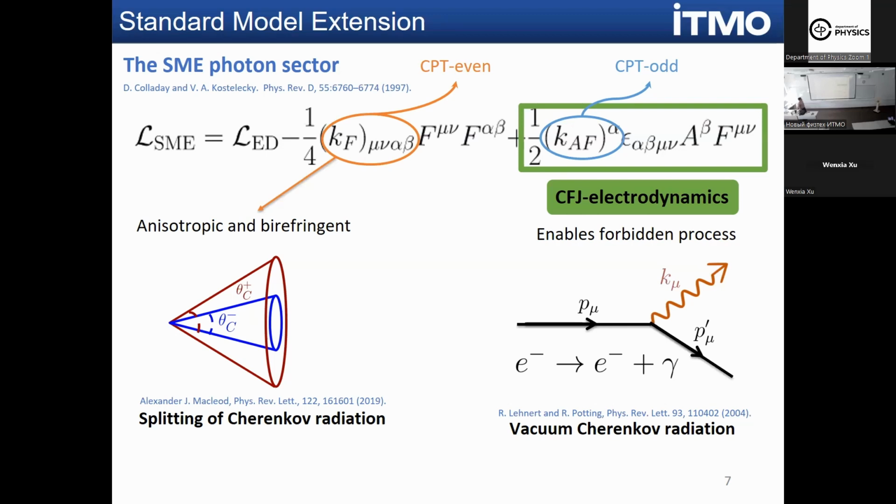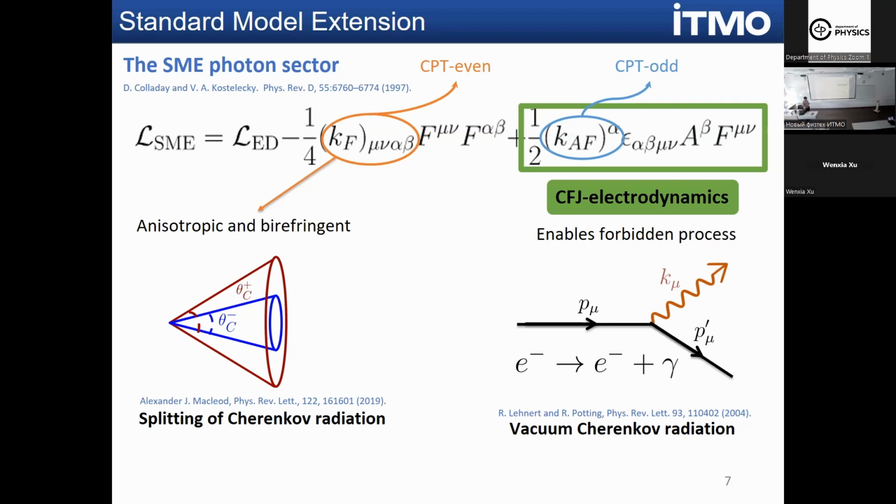The CPT-even term describes an anisotropic and birefringent material, and it has been studied that it produces a splitting of the Cherenkov radiation into two parts, which of course correspond to different polarization modes related to this splitting of the light. And the CPT-odd term, which was proposed initially to handle fundamental physics, is known to allow forbidden processes such as the vacuum Cherenkov radiation, because the dispersion relation is different in this case.